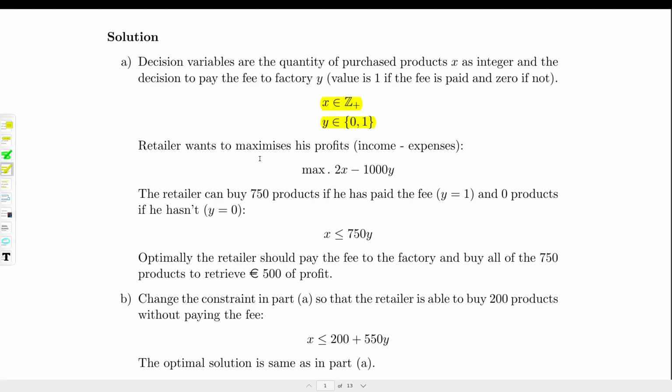Then the retailer wants to maximize his profit, so he subtracts the expenses from his income, which is this. And because the retailer can only buy 750 products if he has paid the fee, meaning that Y is equal to 1, and 0 products if he has not, which indicates that Y is 0, we get this constraint. Now below here we have the solution to this problem, which is that the retailer should pay the fee to the factory and buy all the 750 products to retrieve €500 of profit.